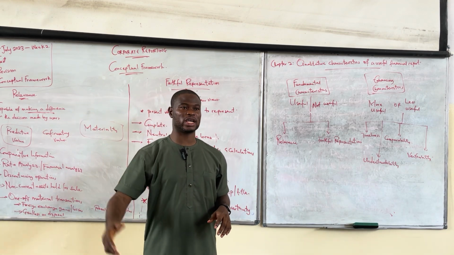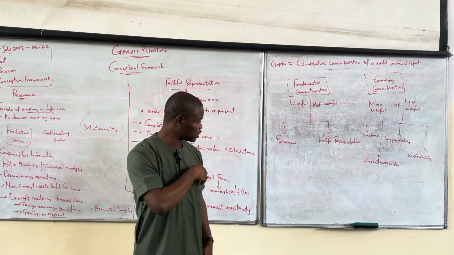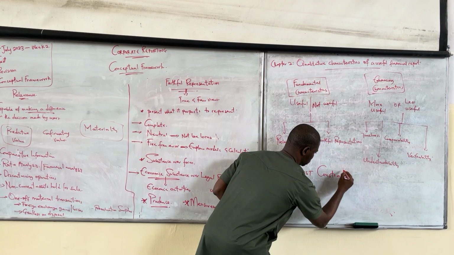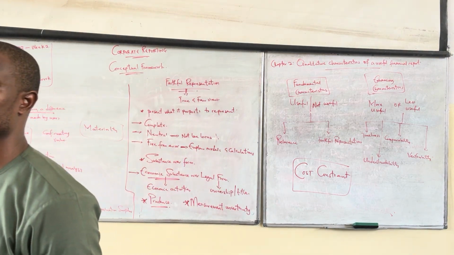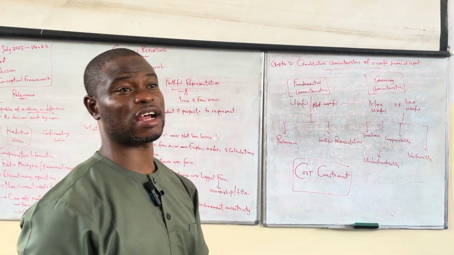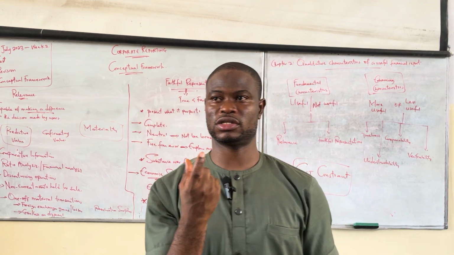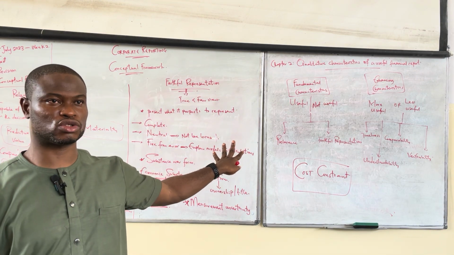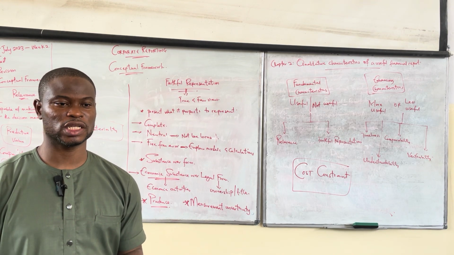Okay, so in addition to what you have said, finally, is something we call cost constraints. Cost constraints. What that means is that in ensuring that your financial reports' quality meets these characteristics, you must ensure that the cost of preparing these reports does not outweigh the benefits. Okay? So there's always this caveat at the end of chapter 2. It must never outweigh the benefits of preparing the reports.